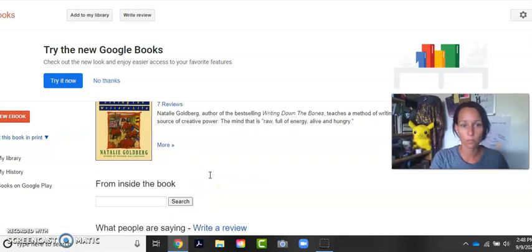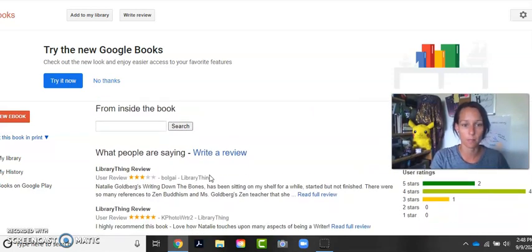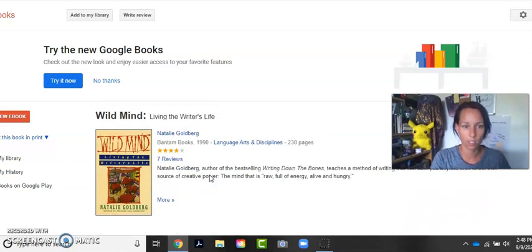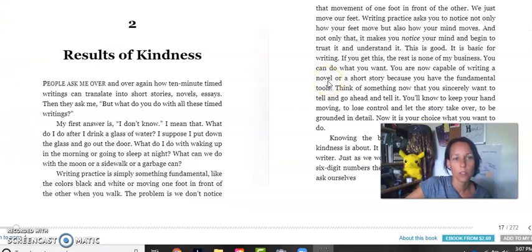It's really helpful if you have ordered a book and it hasn't come in and you just kind of want to skim over it. So what I'm going to do is I am just going to view it. And when you view it on Google Books, you're able to see parts of the book, not the entire book. Part of Wildmind that we're able to view together that we're going to look at in the context of understanding the rhetorical triangle and the rhetorical framework is the story called Results of Kindness, and it's chapter 2.